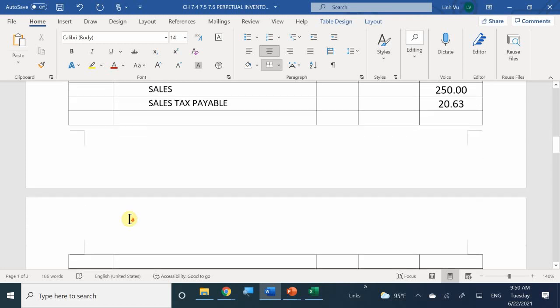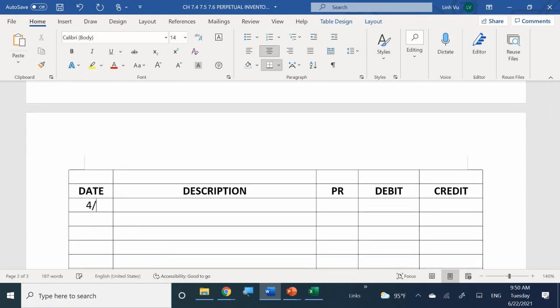So therefore, I need to update my inventory. So how do I do that? I sold 50 cups. I'm going to debit cost of goods sold $68, and we're going to take it out of cups. So how much is my total cost of goods sold? $68. You're going to take your 50 times the 1.36 to get $68.